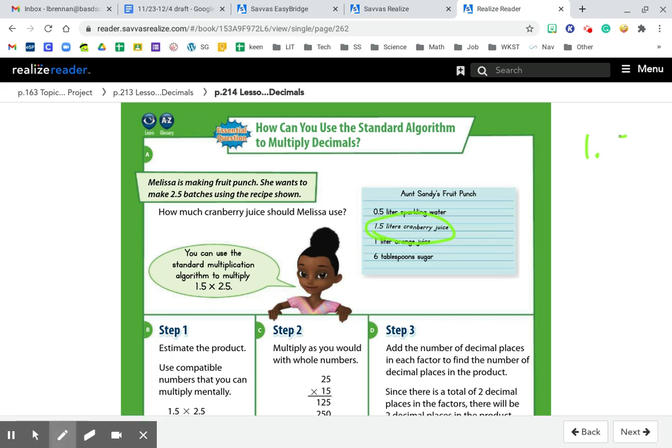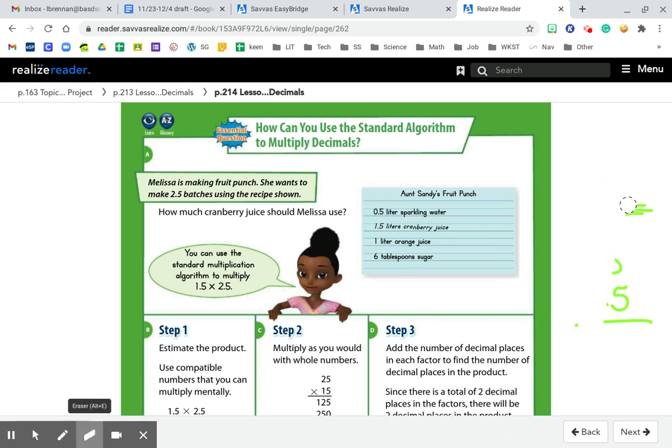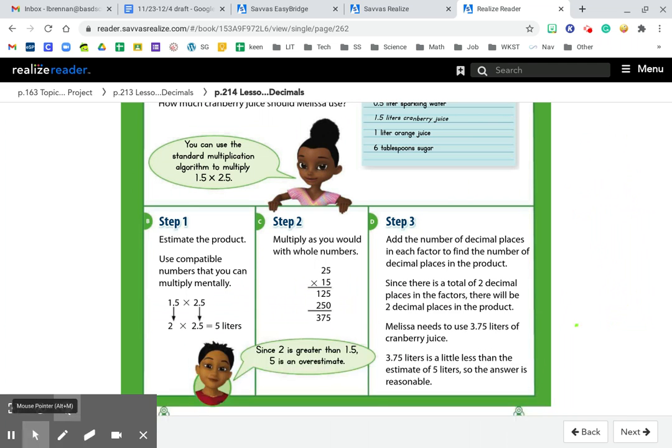So 1.5 times 2.5. She's just going to treat it as 15 times 25, and then she's going to put 2 digits in decimal place value in her answer. So let's see how she solves this work. So step 1, she estimates. So she has 1.5 times 2.5, which is like saying 2 times 3 or 2 times 2.5. So you should have around 5 or 6 as your answer.